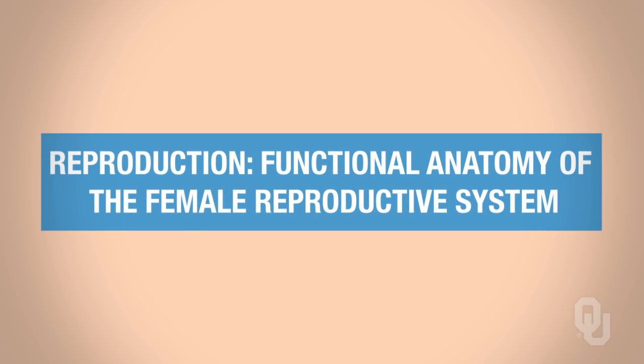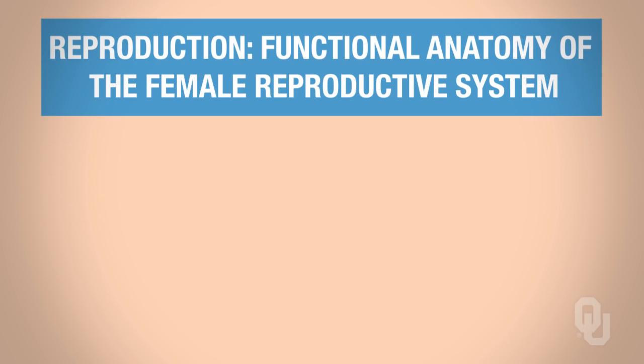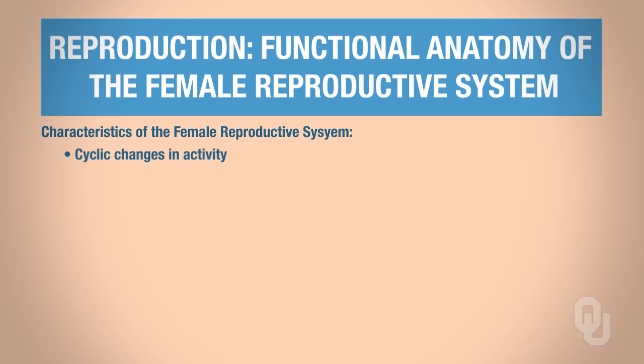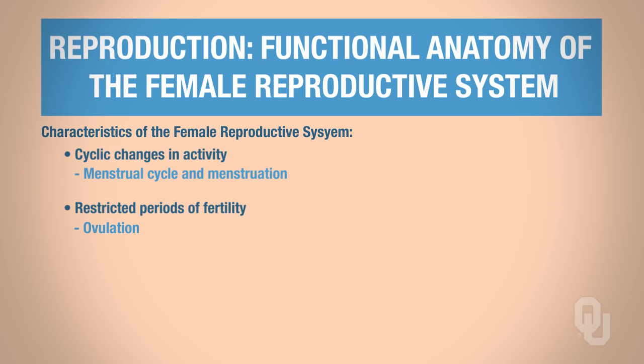Okay, in this segment, we're going to be discussing the functional anatomy of the female reproductive system. Before we begin, let's look at some characteristics of the female reproductive system. Keep in mind that there are cyclical changes that occur via the menstrual cycle and menstruation. There are periods of restricted fertility, occurring during ovulation. And females have limited gamete production.